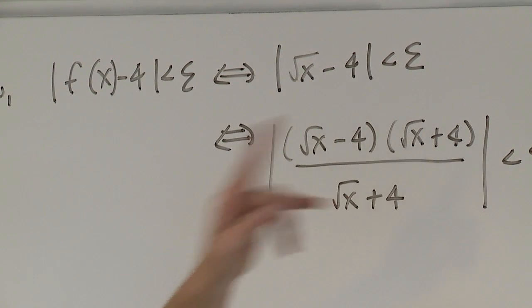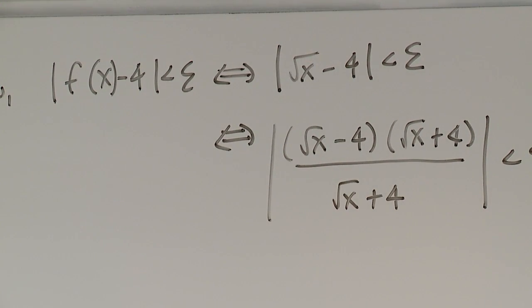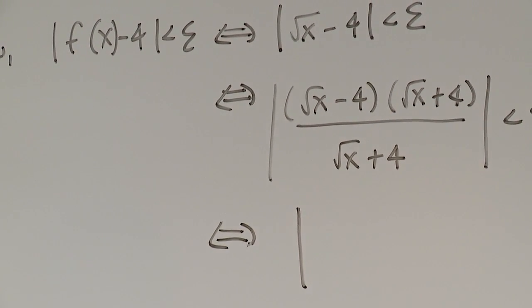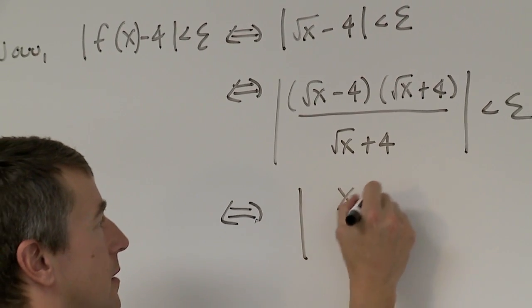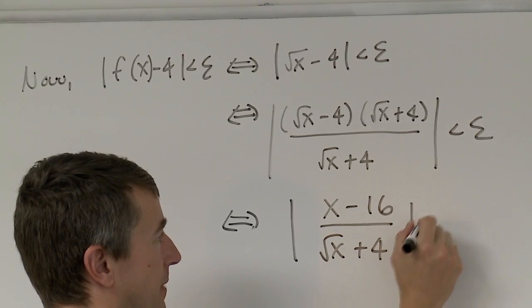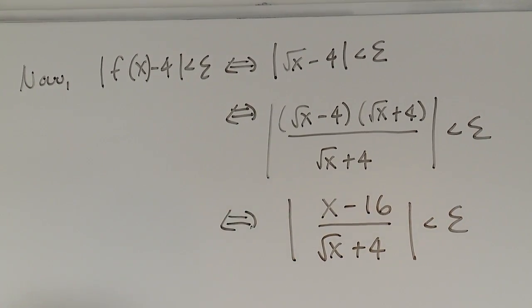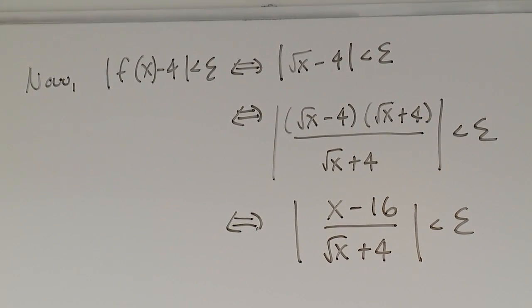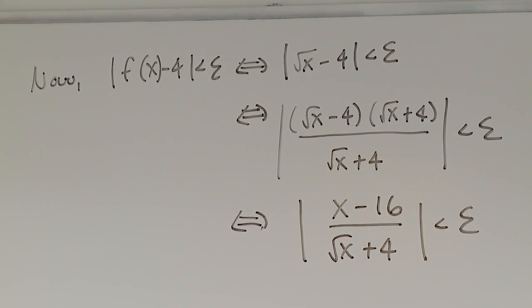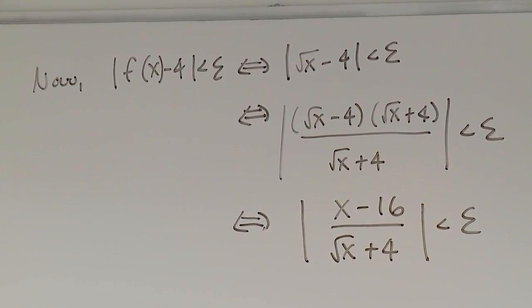Because now when I multiply these terms out, the middle terms cancel like they weren't going to do if we were just squaring. Because now what do we get on the top? Just what? X minus 4 squared, right? So x minus 16 over the square root of x plus 4. And that's great, because x minus 16 is exactly what we wanted. People agree with that? So multiplying by the conjugate came up again.